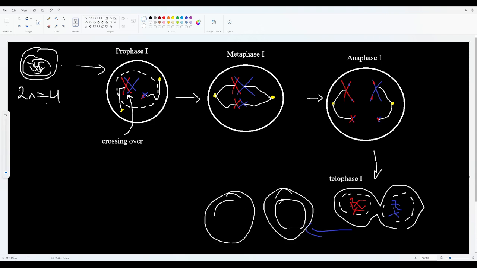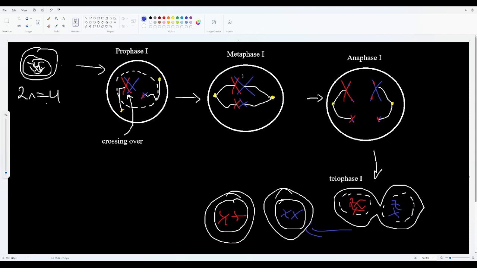So we reform the nuclear membrane. Our DNA is decondensed. Kind of like that. So notice, this is really important. We still have sister chromatids. So I hear you asking: if they have sister chromatids, is the chromosome number still 2n equals 4? To which I answer, no, it is not.